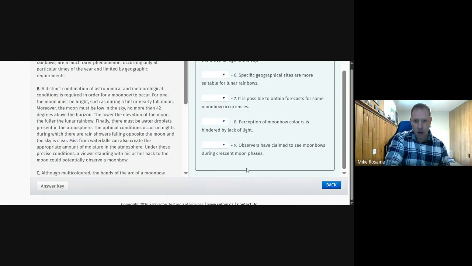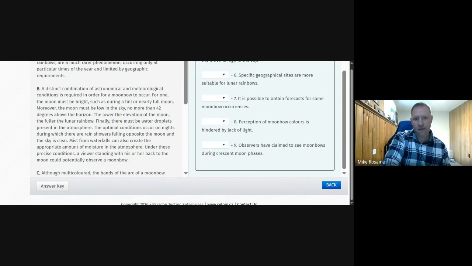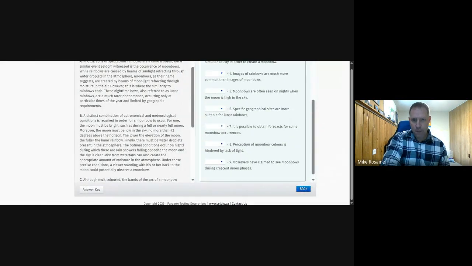Okay, and the answer is E, because a crescent moon is just like a little banana, right? A little light, a small moon in the sky, and it doesn't produce enough light for a moonbow compared to the brightness of a full or nearly full moon. So they contradict each other. We found another E.